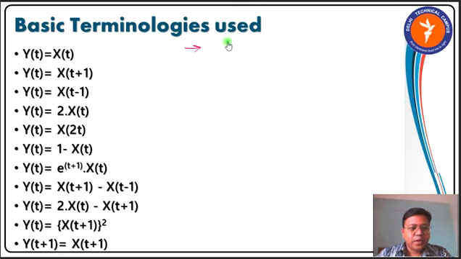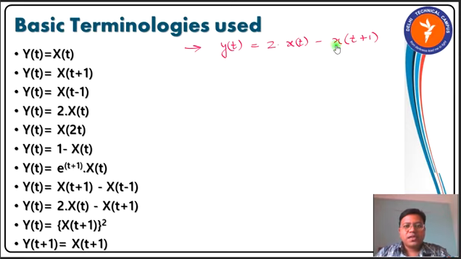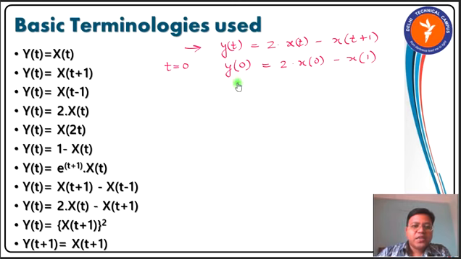Let us consider another example where y of t is equal to 2 times x of t minus x of t plus 1. Let us comment on it. Let us first check the output at t equal to 0. So output at t equal to 0 will be y of 0, that is, the present output, and this will be equal to 2 times x of 0 minus x of 1, that is, the present output is dependent on present input and future input.